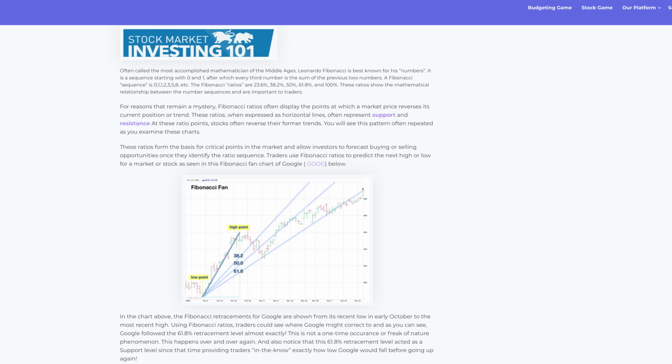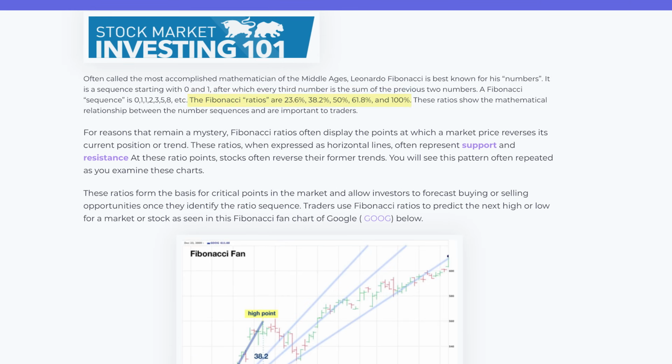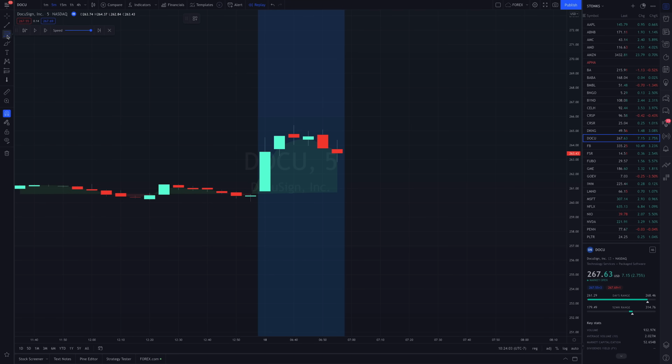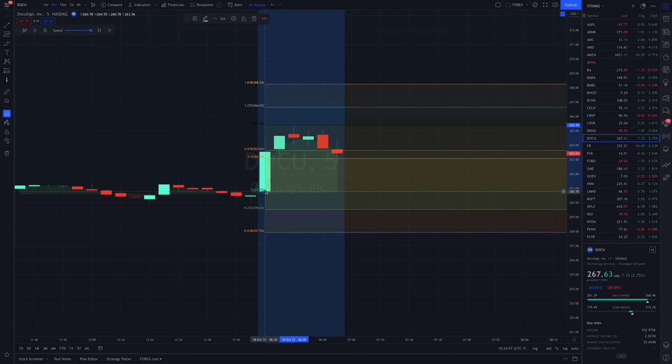Now for trading, it's often used to measure the vertical distance between a peak and a trough, and then the Fibonacci tool divides the vertical distance by key Fibonacci ratios of 23.6%, 38.2%, 50%, 61.8%, and 100%. These then can help you identify possible areas of support and resistance. Luckily, just about every charting platform has the Fibonacci retracements tool for you to use. Here in TradingView, which is free to use, the tool is right here.